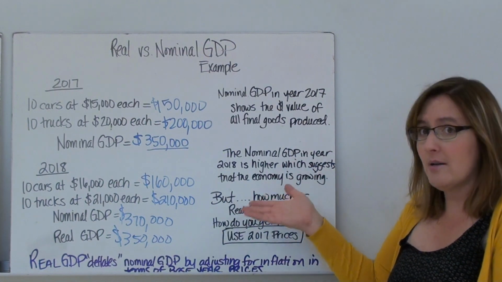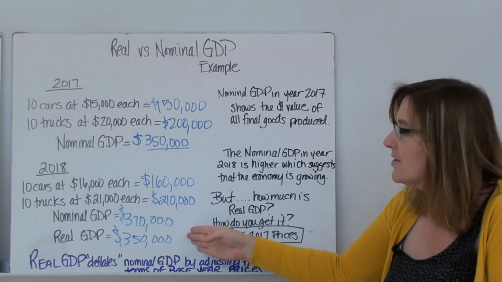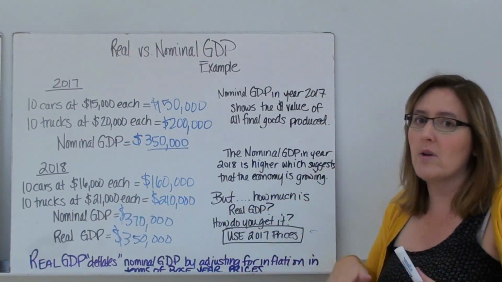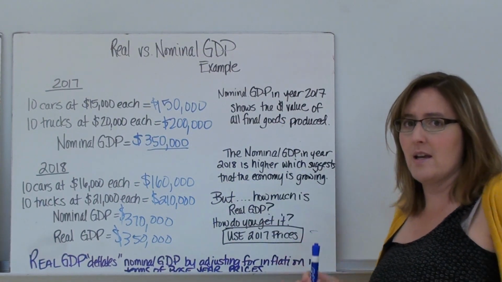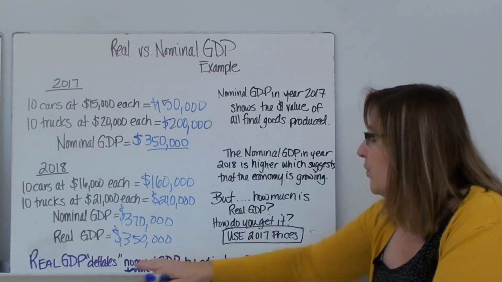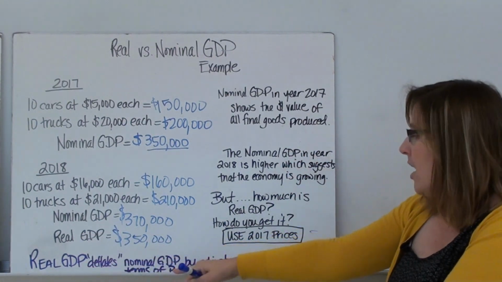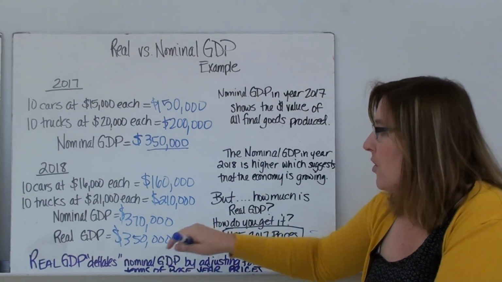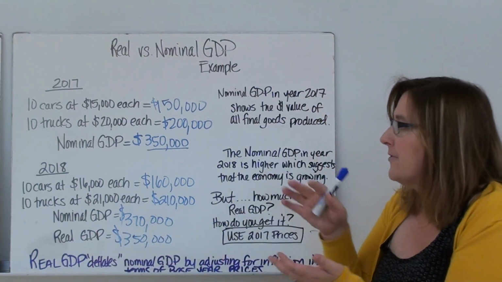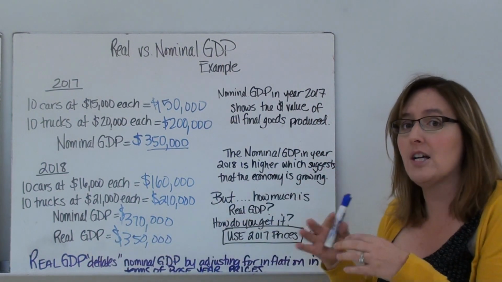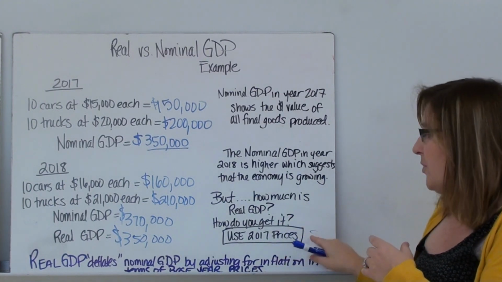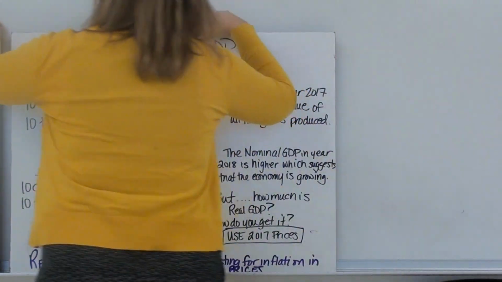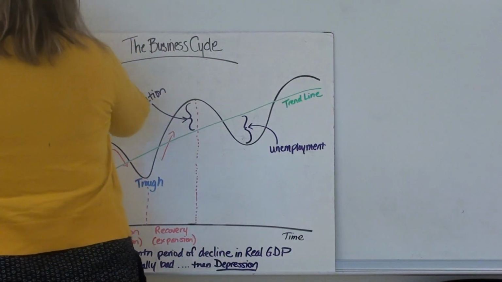Now, did the economy grow? It was 350 and it still is 350. There was no growth. It looked like there was growth because the prices went up, but it wasn't really growth because real GDP shows that it was the same number. So real GDP deflates nominal GDP by adjusting for inflation in terms of base year prices. So this real GDP number deflates the nominal number by adjusting for inflation by using a base year price. In this case, we use 2017 prices. So we'll practice some more on that later, but that's how it works.